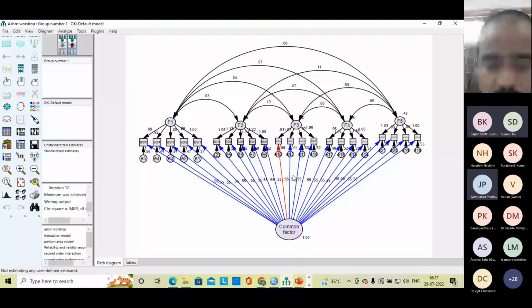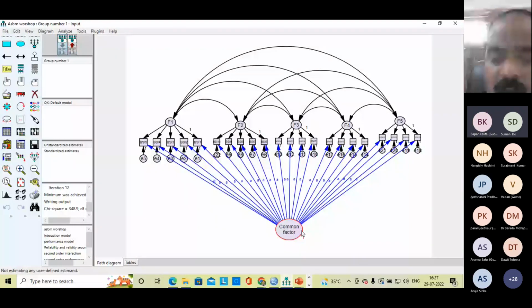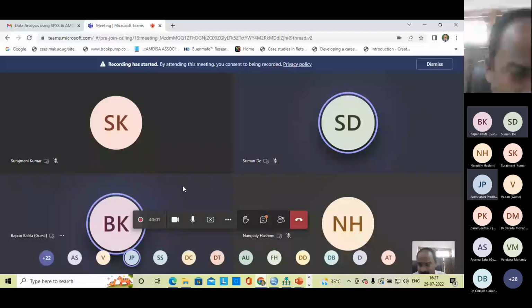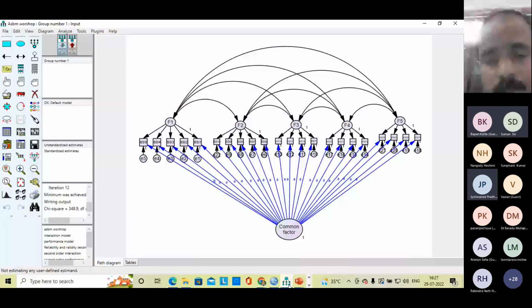Excuse me, sir. I could not put this 1. Double click on the common factor. 1 or A, sir? Yes, sir, double click on the common factor. Done now, Bapan sir. Sir, I could not write this A for every arrow mark. Can you please show me, sir? Okay, please see this, and after this I will tell you. Clear? Okay, sir.